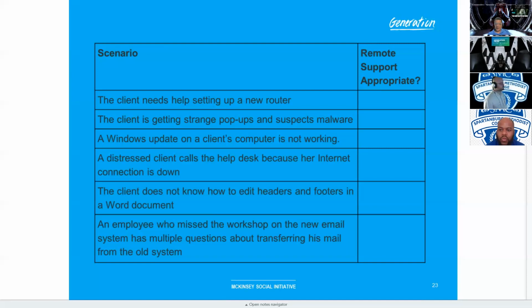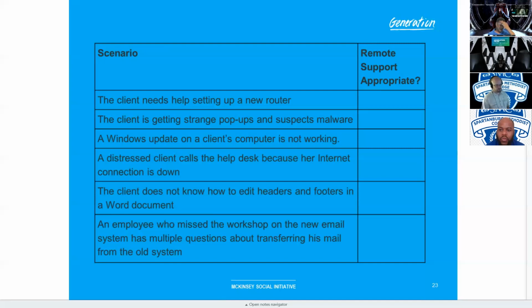Next one here, we have a distressed client who calls the help desk because her internet is down. So if it is her internet connection, as we mentioned before, that's a keyword there. In that case, it would not be appropriate. At that point, we would actually escalate it to the local POTS or whoever the ISP is, the internet service provider, to be able to bring up that circuit and/or DSL, whatever it is for that location.